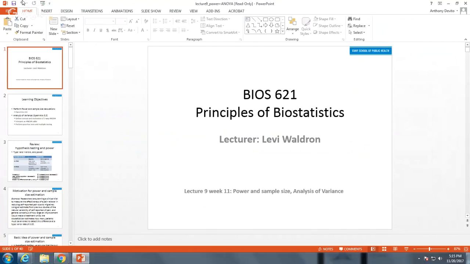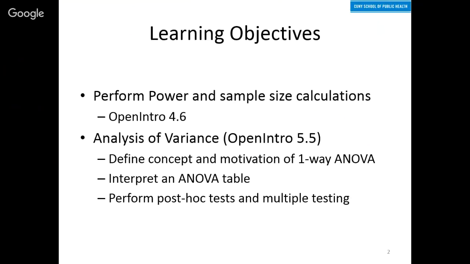So we're going to cover power and power analysis and sample size tonight. That's the important thing, that we're covering the right topic. Power analysis and sample size calculations are covered in chapter 4 of your textbook, and analysis of variance is covered in chapter 5 of your textbook.